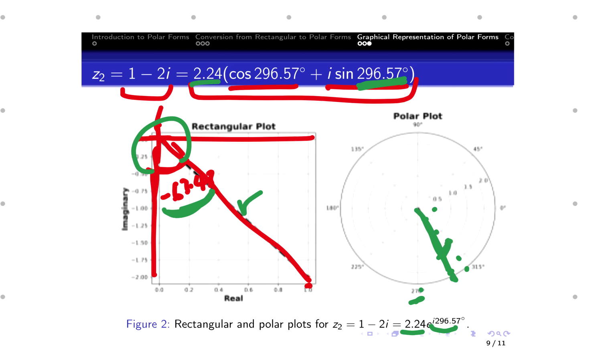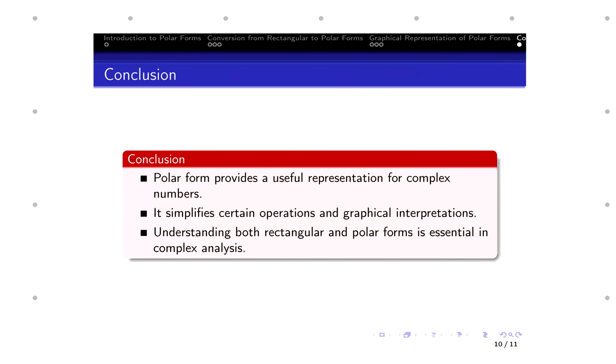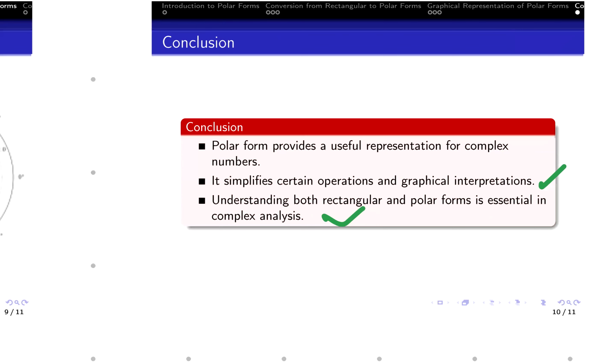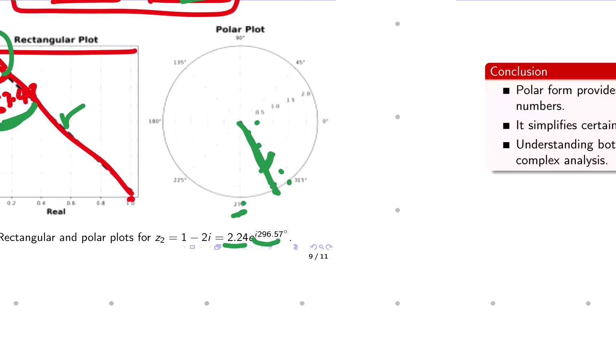Okay. So in conclusion, it is so interesting that polar form provides a useful representation for complex numbers, and it simplifies certain operations and graphical interpretation. You may not get the full import of this until I do the next video, where I show how we do addition, subtraction, multiplication, and division in polar form. Understanding both rectangular and polar forms is essential in complex analysis, because each form is useful in certain situations. So you should know when each one will be useful, and then apply it as expected.